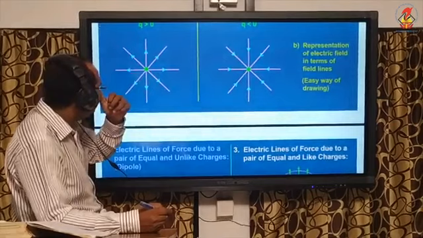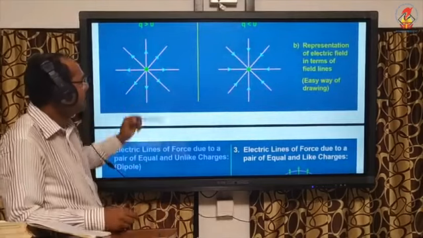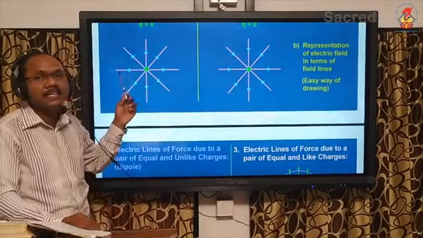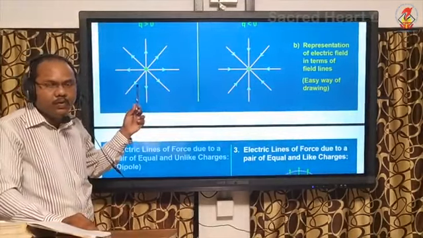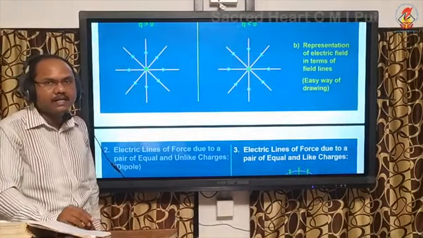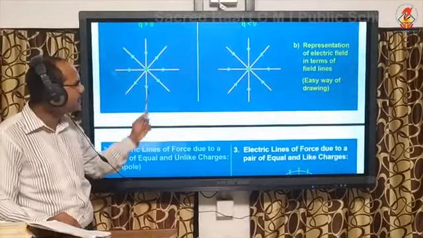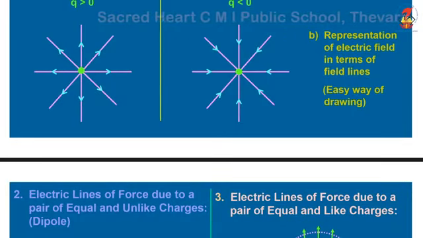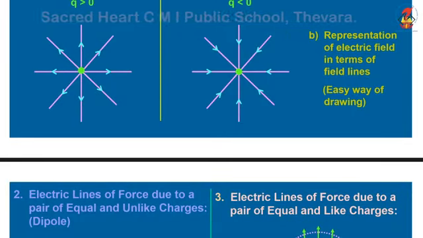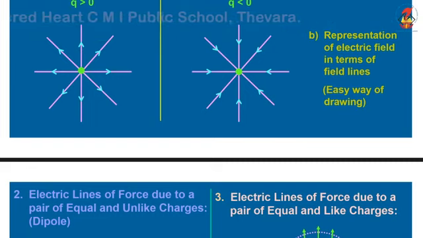Now, see these two figures. The first figure shows the electric field due to a positive charge. Electric field lines due to a positive charge are directed outwards. That is what you are seeing in the first figure. Now, second figure. In the second figure, you can see all the arrows are coming inward. That is the electric field lines due to a negative charge.